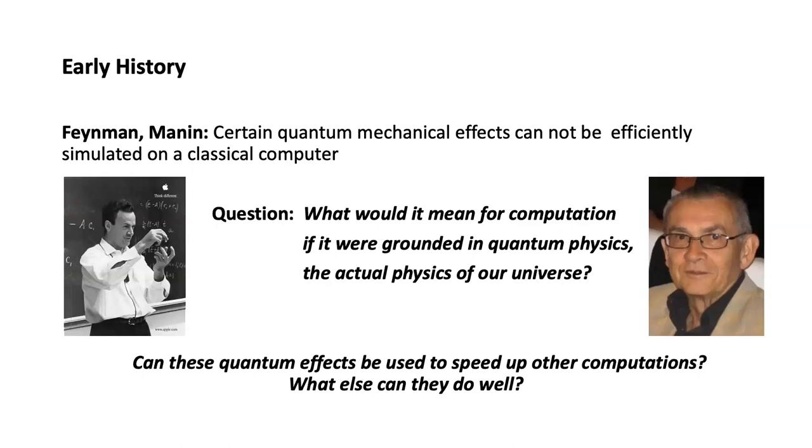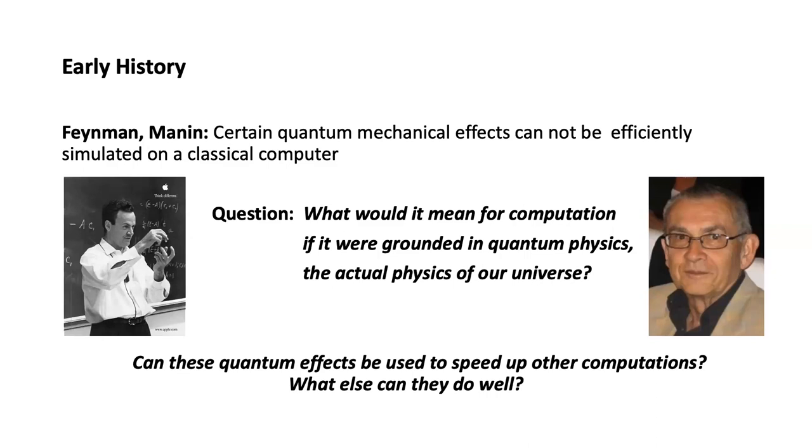So let's start now discussing more about the reason that we are here. What got the field started was the realization that certain quantum mechanical effects cannot be efficiently simulated on a classical computer. Here is Richard Feynman, a physicist, and Yuri Manin, a Russian mathematician and algebraic geometer. These two independently created the formalism that is now credited for the development of quantum computing.